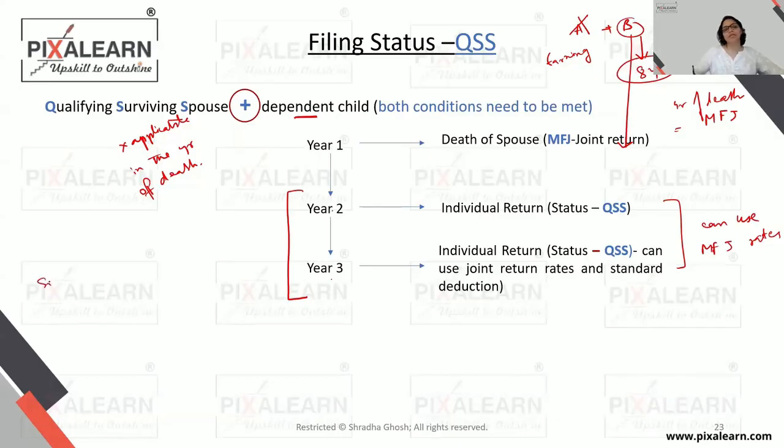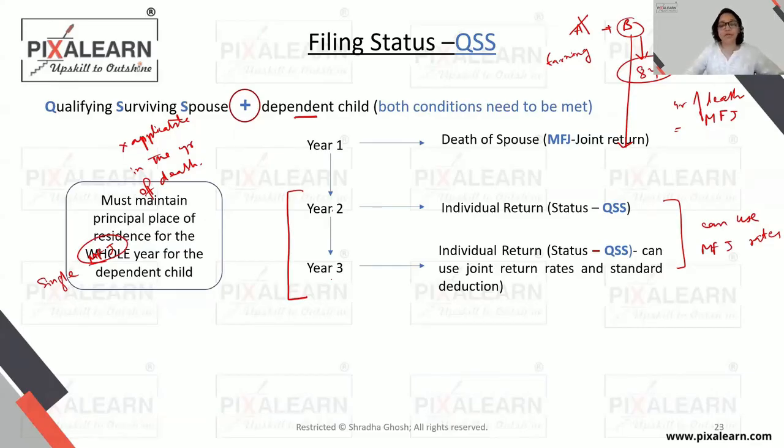So see what we did? We did single, we did married filing jointly. Now we don't need a slab for married filing separately because it is half of married filing jointly. We also don't need a slab for qualifying surviving spouse because the rates used will be married filing jointly rates. Okay. So first thing is, please remember that you must maintain your house for the whole year. So if you're wanting to claim qualifying surviving spouse status, for the entire year, you will have to claim that the child was your child who's dependent on you.